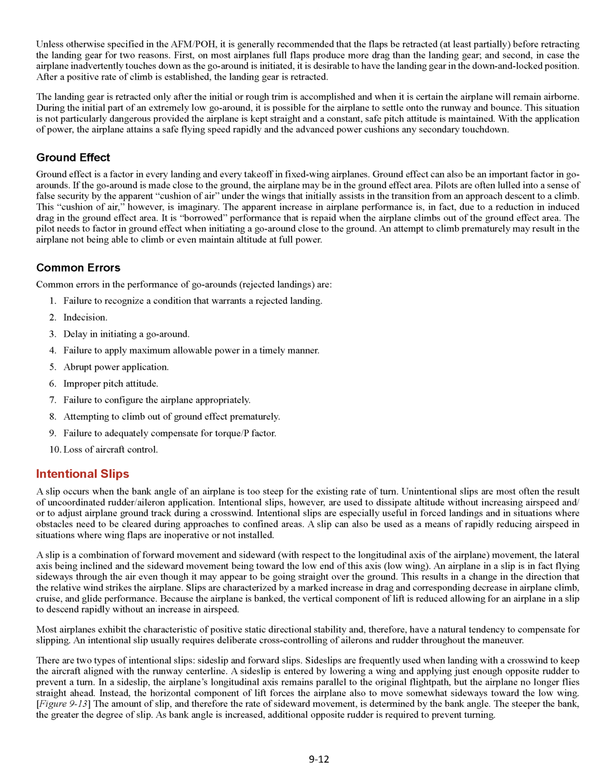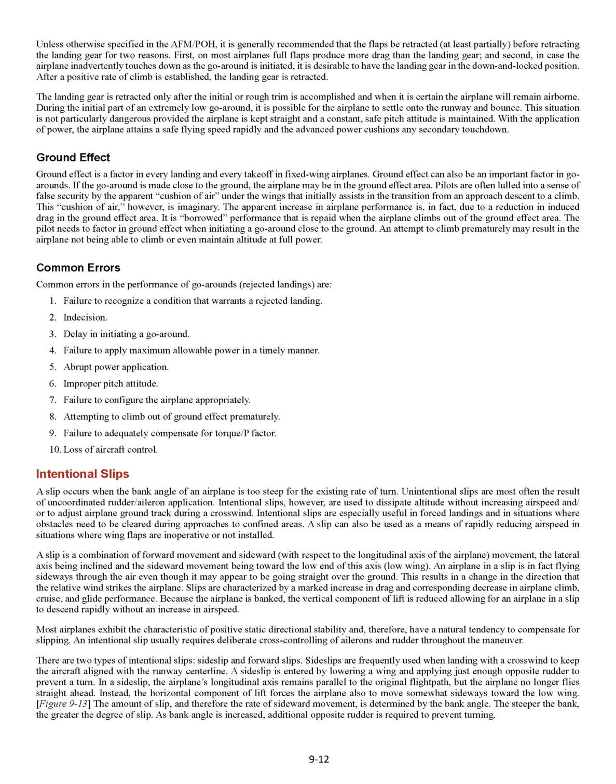Common errors. Common errors in the performance of go-arounds, rejected landings, are: 1. Failure to recognize a condition that warrants a rejected landing. 2. Indecision. 3. Delay in initiating a go-around. 4. Failure to apply maximum allowable power in a timely manner. 5. Abrupt power application. 6. Improper pitch attitude. 7. Failure to configure the airplane appropriately. 8. Attempting to climb out of ground effect prematurely. 9. Failure to adequately compensate for torque/P factor. 10. Loss of aircraft control.